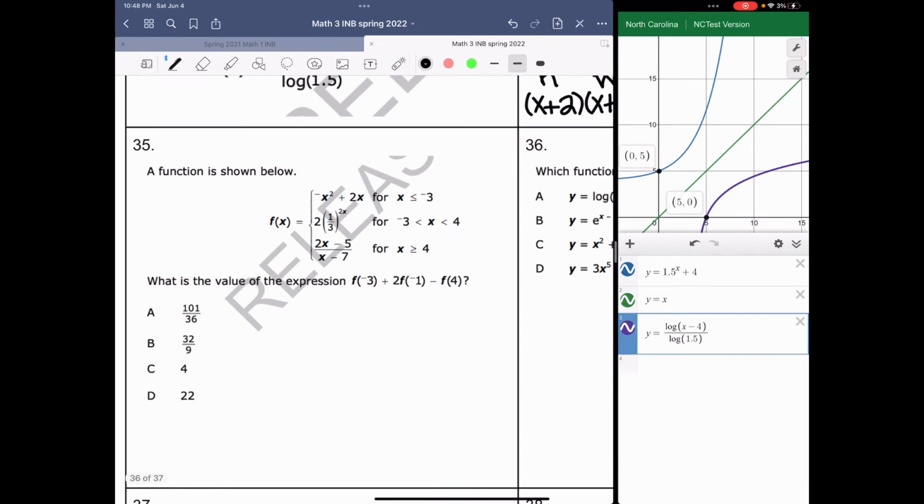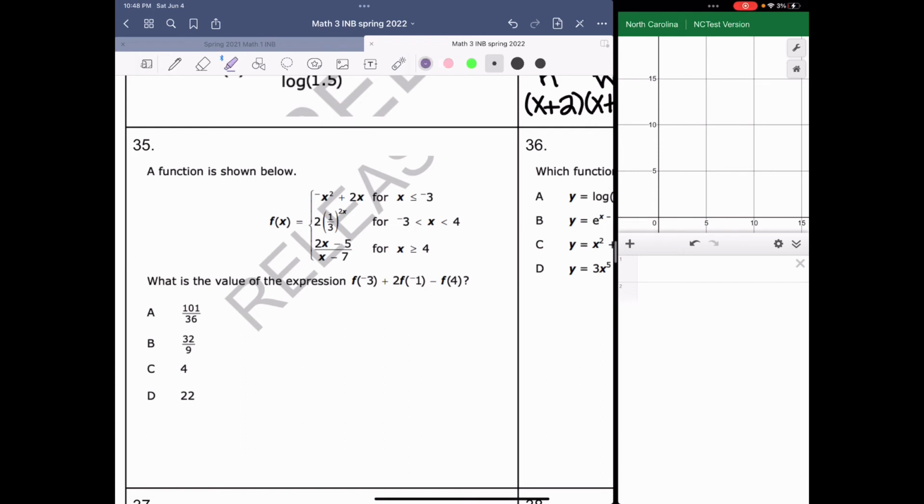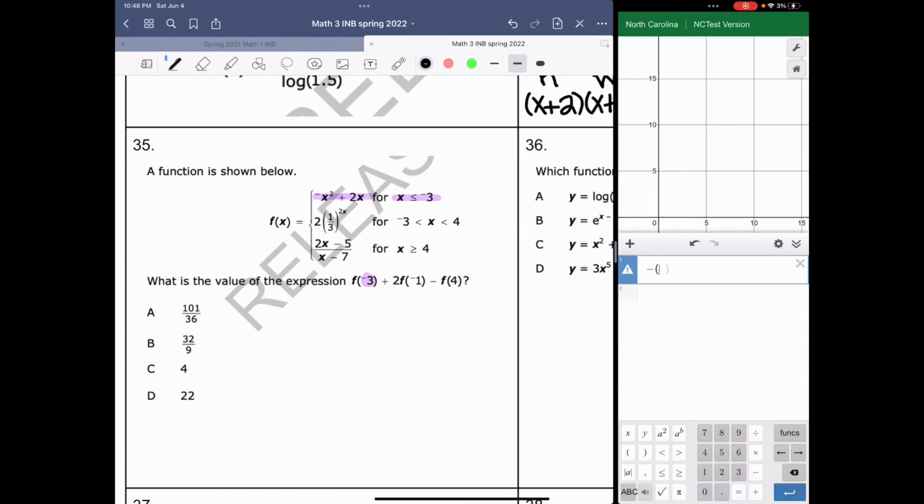All right, for number 35, we have a piecewise function. They want us to find f of negative 3, 2 times f of negative 1, and then minus f of 4. So for the first one, I have f of negative 3. Well, f of negative 3 is equal here, so we're going to be plugging it into this one because it's equal. All right, so I'm going to plug that into Desmos, and I get negative 3. And I'm going to square that, and we're going to do 2 plus negative 3. And this gives me negative 15.